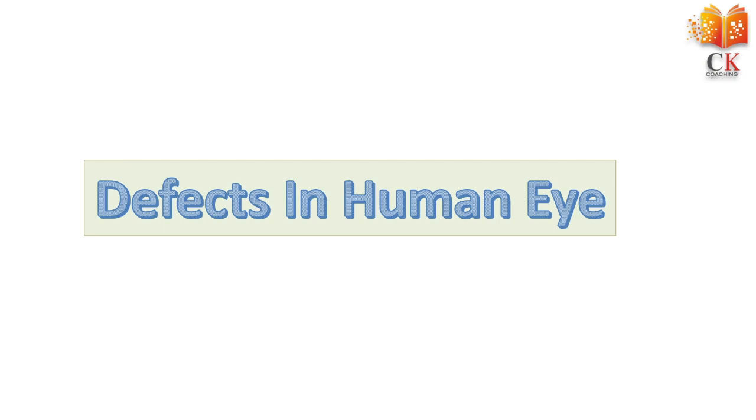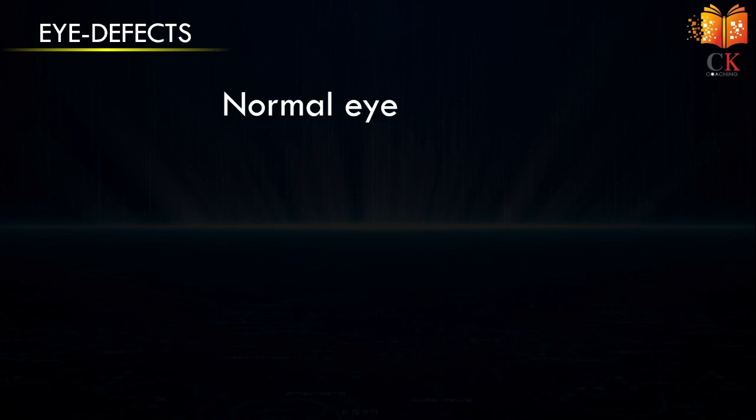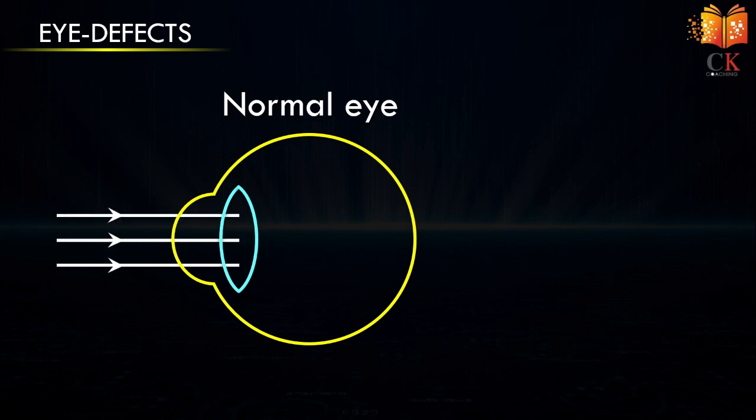Now let's understand the second part of this chapter, which is the defects in the human eye. There are 2 major eye defects which we will be discussing here, but before that let's see the working of a normal human eye. This is a normal human eye, and if the light rays are coming parallel to this, then this is how it should look or get converged, so that the images are formed exactly at the retina. Images formed at the retina, that's a normal case.